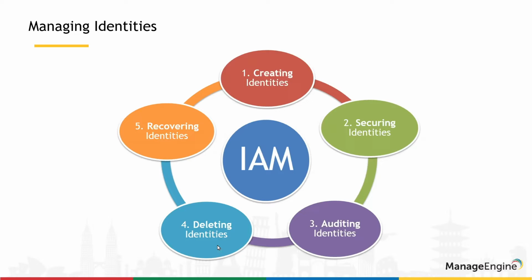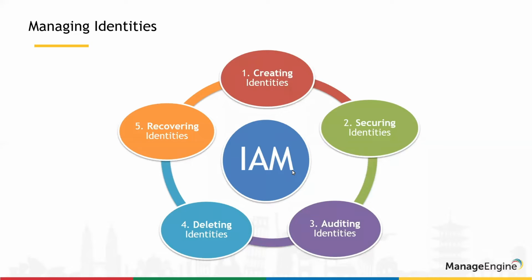Number 5 is, in case of any accidental deletions or modifications, you always need to have a recovery plan in place for recovering identities. It can be a mistake, a script that went haywire, deleted a couple of users, modified few group policy settings and all that. How are you going to recover from all of that? Now we are going to see all these 5 functions in the light of identity management.